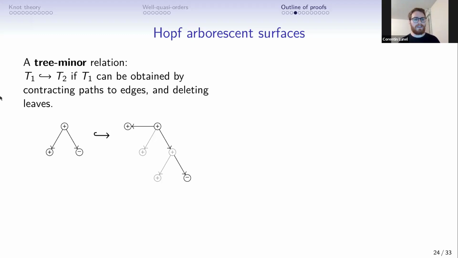We will say that a tree T1 is a tree minor of T2 if T1 can be obtained by contracting paths to edges and deleting leaves. It's quite similar to graph minor, but here we do not allow an edge to be contracted to a single vertex. We require a path to be contracted to at most an edge, so it changes things. But here's the example. You have this tree, and it can be obtained from this one by deleting two leaves and contracting one path to an edge, so that the labels of the endpoints are still the same.